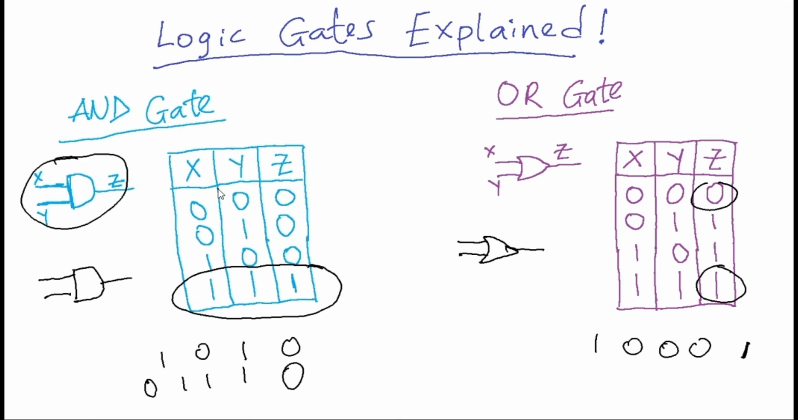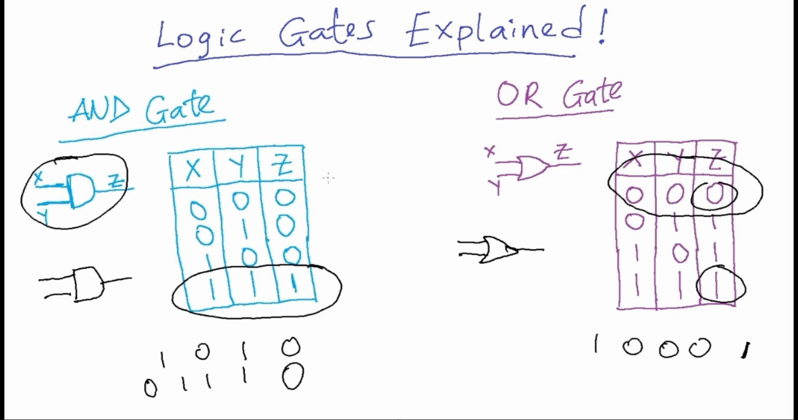Our OR gate will only give us an output of 0 when every single one of the inputs is a 0, as seen here. And our AND gate will give us an output of 1 when every single one of the inputs is a 1, as seen here.